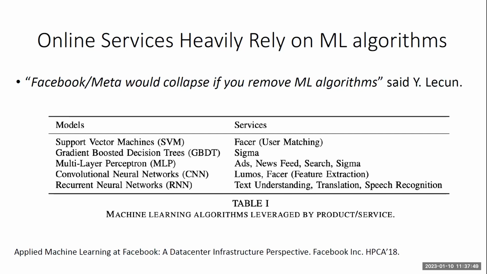So why is that? The main reason is that nowadays online services heavily rely on machine learning algorithms. I saw a presentation by Yann LeCun who said that basically Facebook/Meta would collapse if you remove ML algorithms. There have been papers published by Facebook people showing where ML algorithms are used in their infrastructure, and they are used pretty much in many, many places, right?